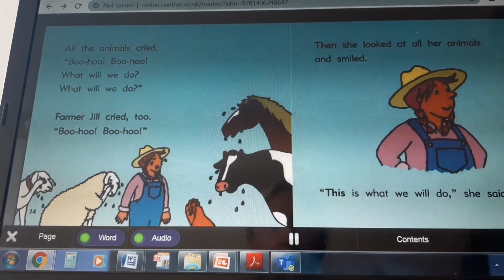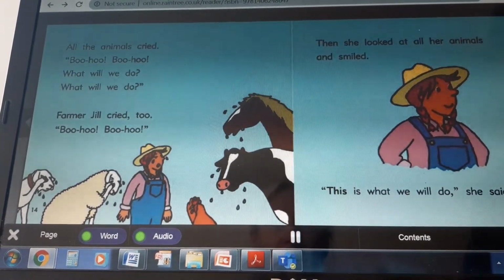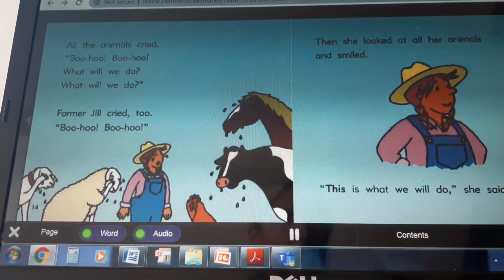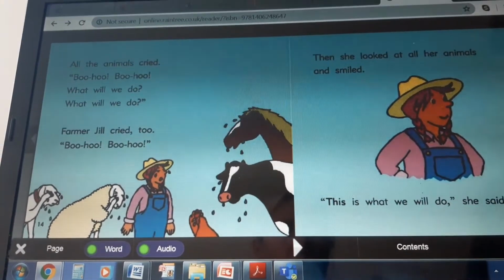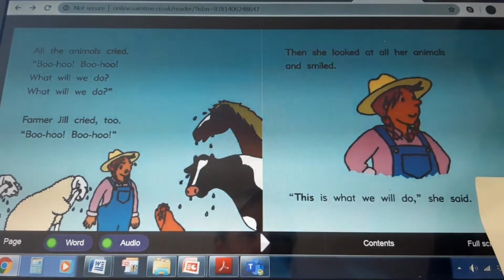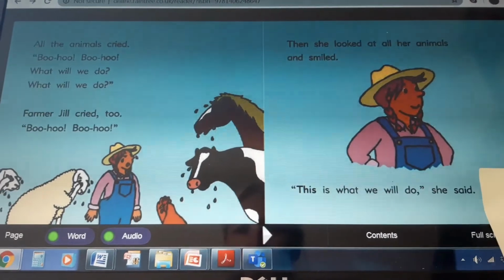Then she looked at all her animals and smiled. "This is what we'll do," she said. Oh my word, I wonder what she's going to do. She looks happy there, looks as if she's had an idea. What do you think she's going to do?